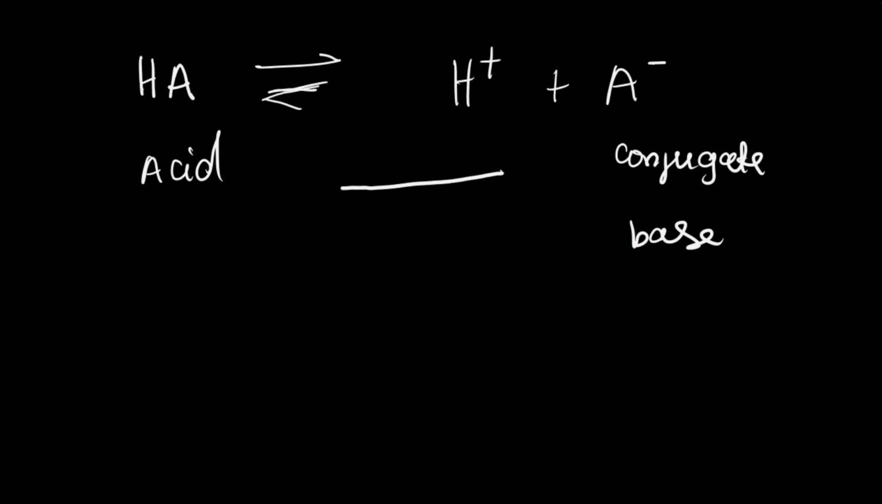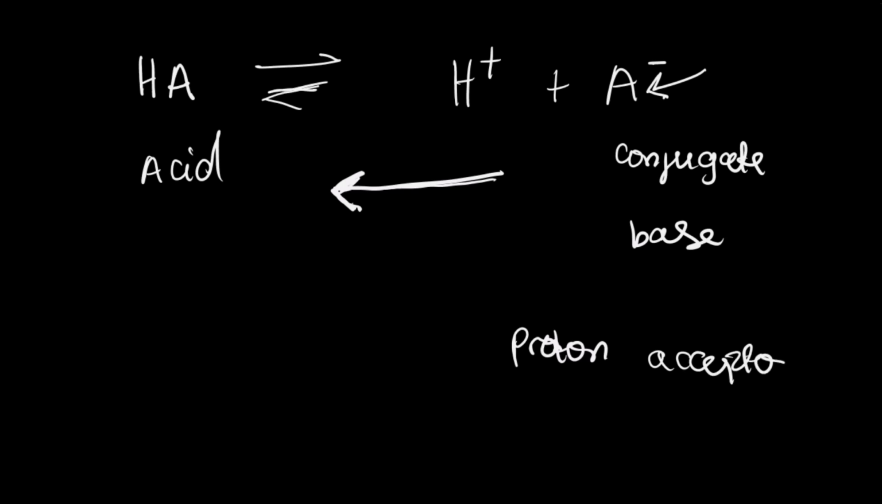Now, why is it a conjugate base? It's a conjugate base because if the reaction were to proceed in this direction, then this species would act as a base. If the reaction were to proceed in this direction, this species is going to be a proton acceptor. So it's going to accept the proton in the reverse reaction, thereby acting as a base. So that's why it's referred to as a conjugate base.